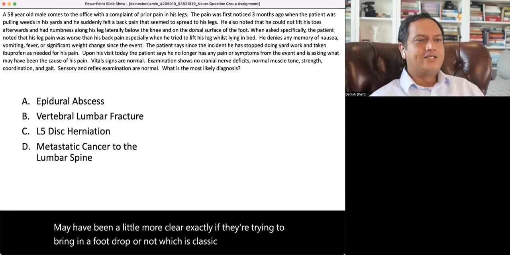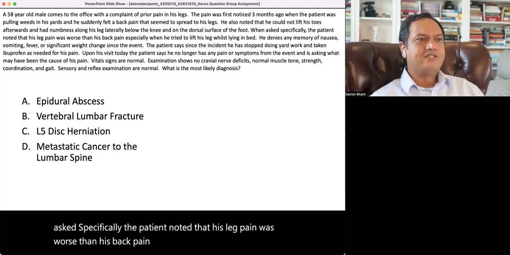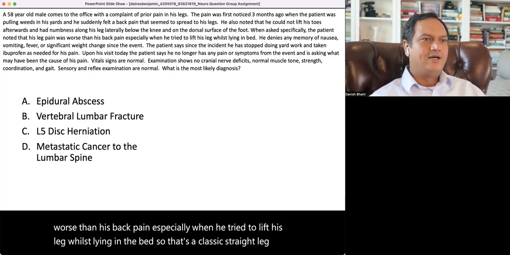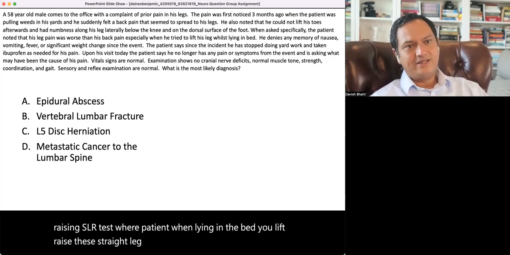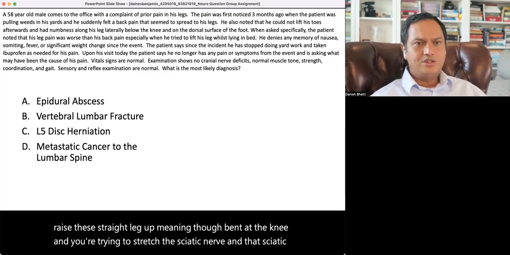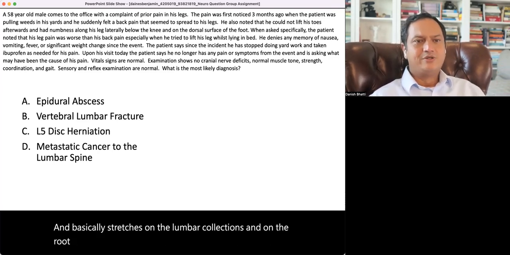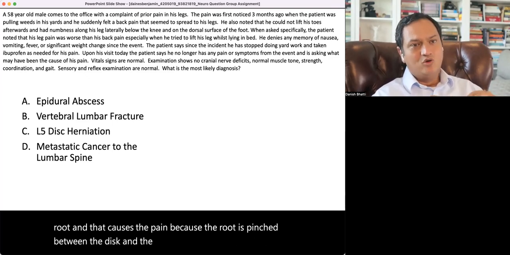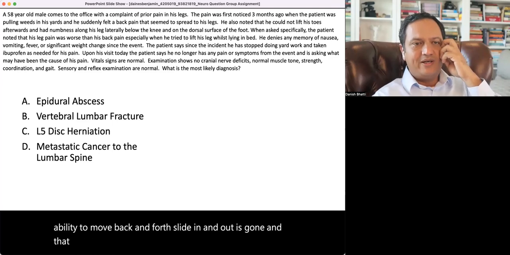When asked specifically, the patient noted that his leg pain was worse than his back pain, especially when he tried to lift his leg while lying in the bed. So that's a classic straight leg raising, SLR, test, where the patient, lying in bed, raises the straight leg up, meaning no bend at the knee, and you're trying to stretch the sciatic nerve. And that sciatic nerve is L5 root, and it basically stretches the lumbar plexus and the root, and that causes the pain because the root is pinched between the disc and the foramina and cannot move. So that ability to move back and forth, slide in and out, is gone, and that certainly increases the pain and causes severe shooting pain.